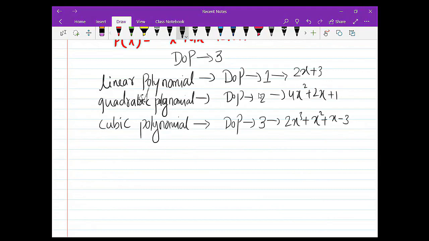Yes. If the degree of the polynomial is 1, that is a linear polynomial. Degree of the quadratic polynomial is 2. Degree of the cubic polynomial is 3. Okay, these three things you have to know. If the degree of the polynomial is 4, then we call it a biquadratic polynomial.